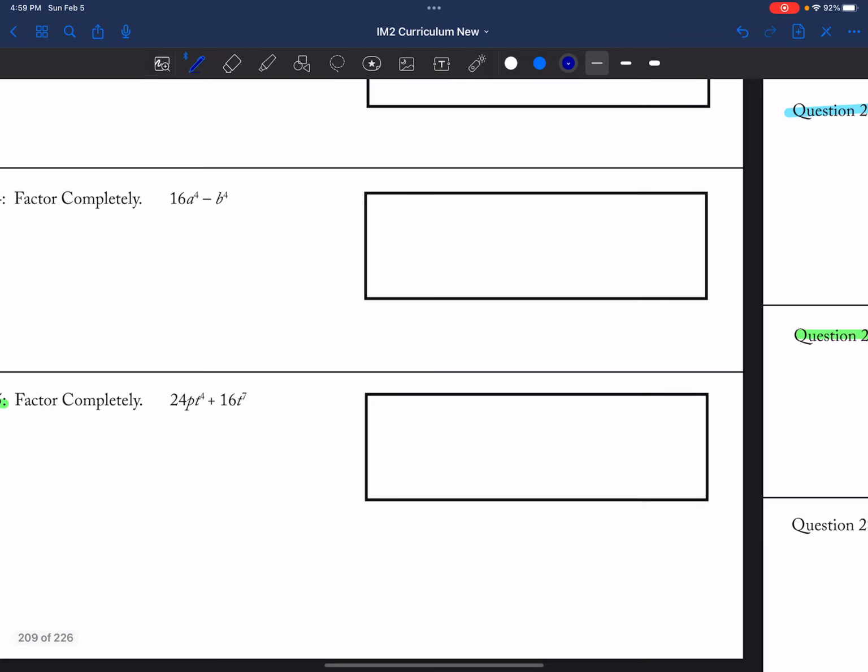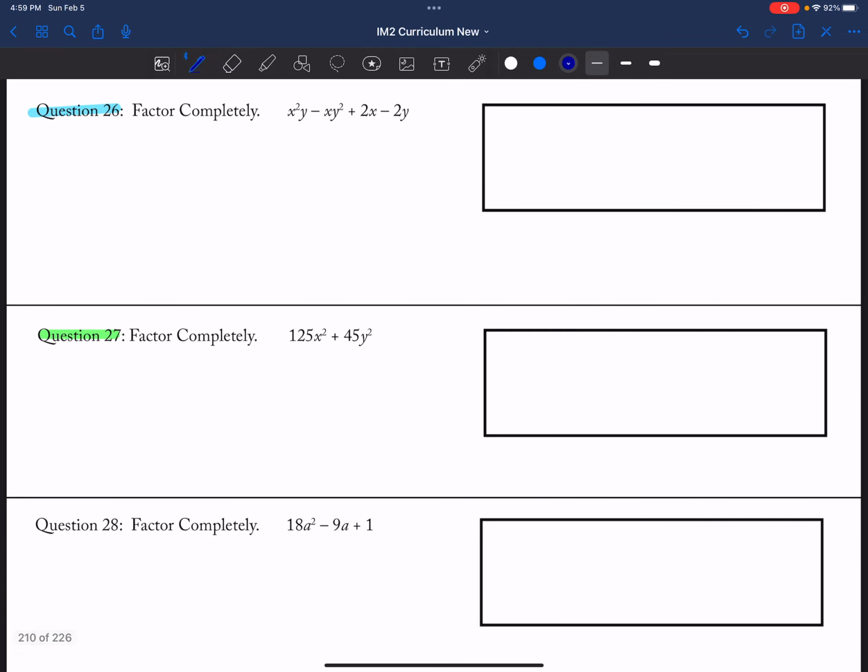Okay. And then 26 looks like a factor by grouping. So 4 terms. So then I'm going to pull out an xy. I'm left with an x minus y. And then I'll pull out a 2, and I'm left with an x minus y. And then what's in common between the two of them is an x minus y. So I'm left with xy plus 2. So x minus y, and then xy plus 2.